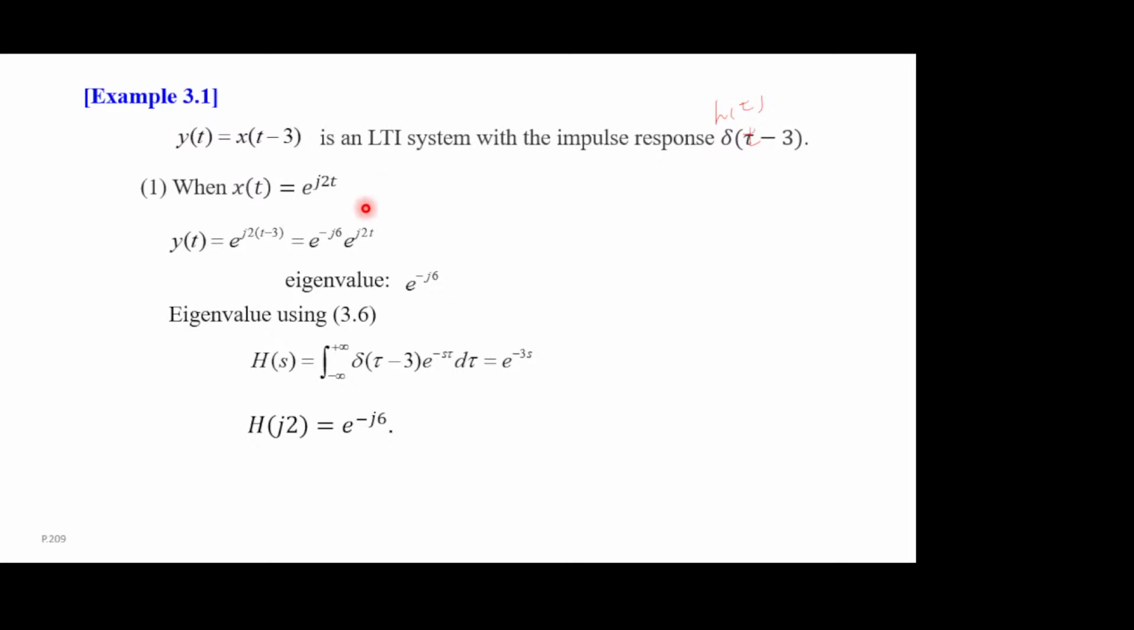Okay? And we can also do this calculation in another way. So we can calculate our big H of s. Okay? So big H of s, from the formula we had before, is you integrate your small h of t times e to the minus s tau, and then d tau.